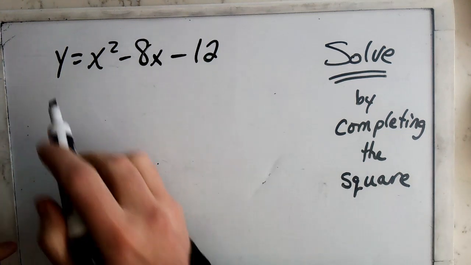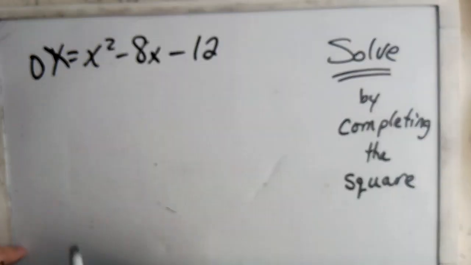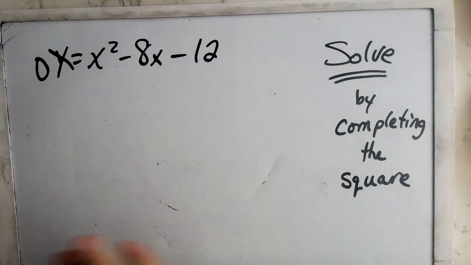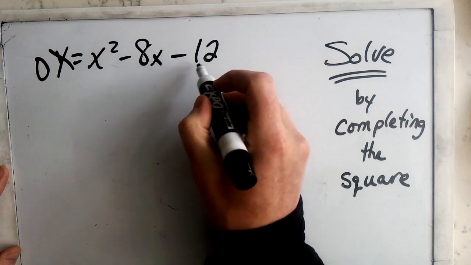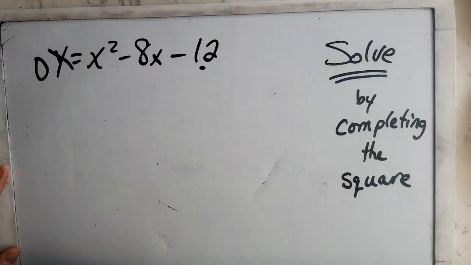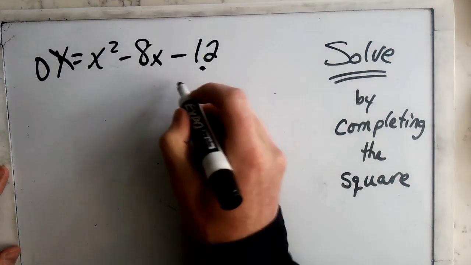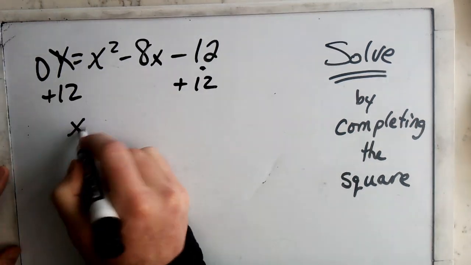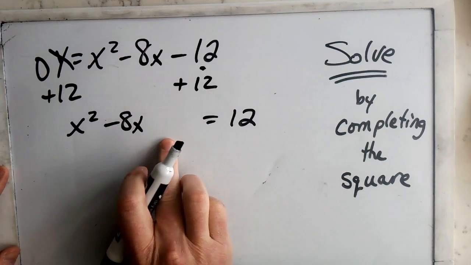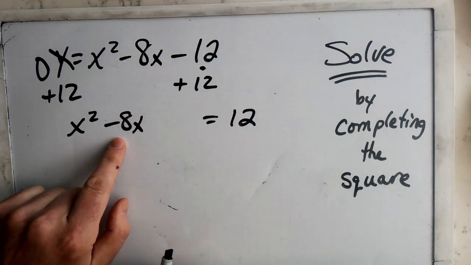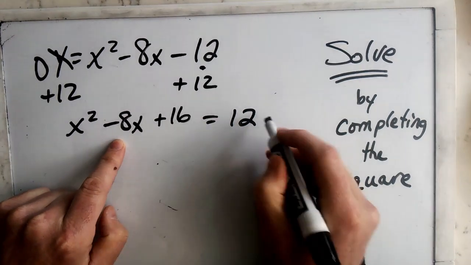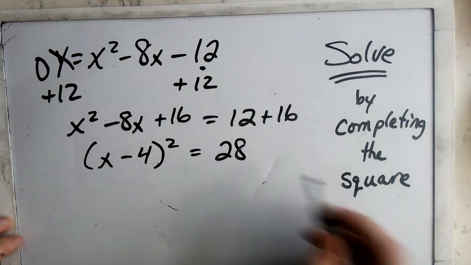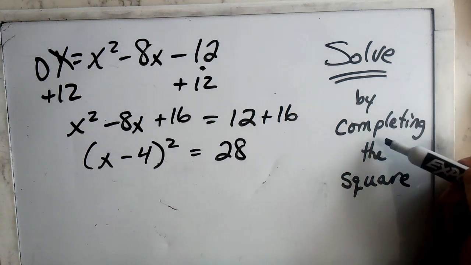So if we start with this, the y becomes 0. The whole thing about this is y is 0. We're looking for the x-intercepts. We're going to move the 12 over because 12 is not the number for a perfect square here. So I'm going to add 12. And I'm leaving a space. I'm going to divide by 2, I'm going to get negative 4 and square it. So I've completed the square.